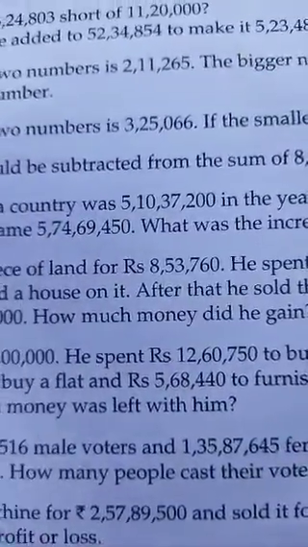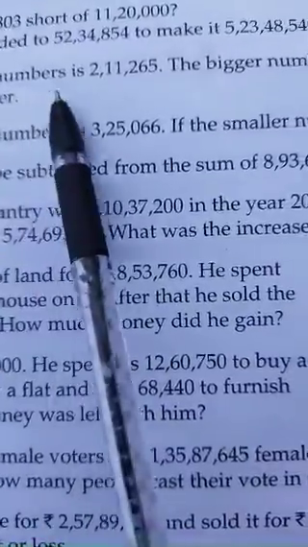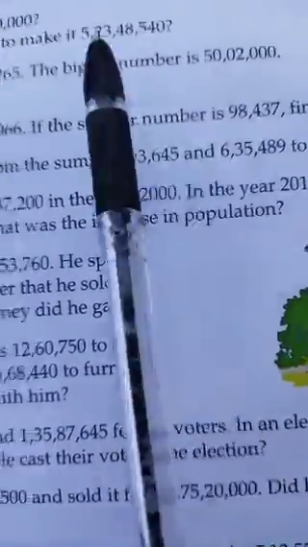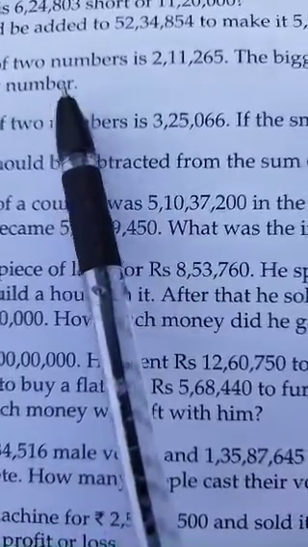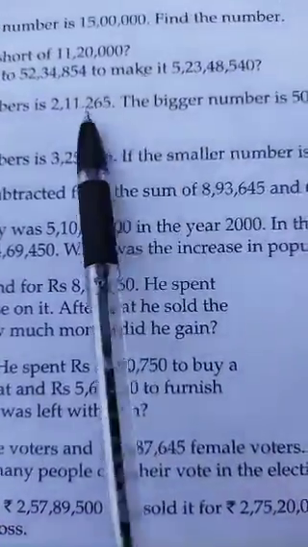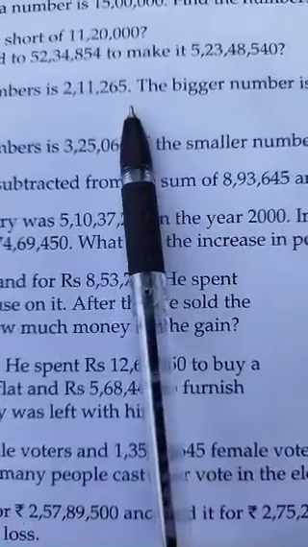Now coming on to question number 3. The difference of two numbers is this much, the bigger number is this much, and find the smaller number. So how you have to do this? You have to subtract both the numbers and you will get your final answer.